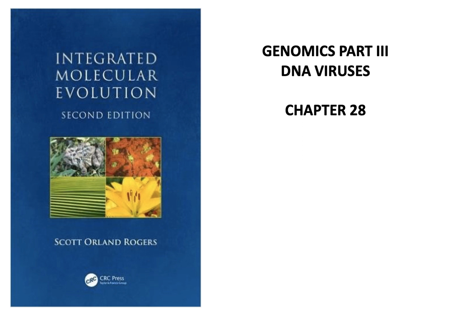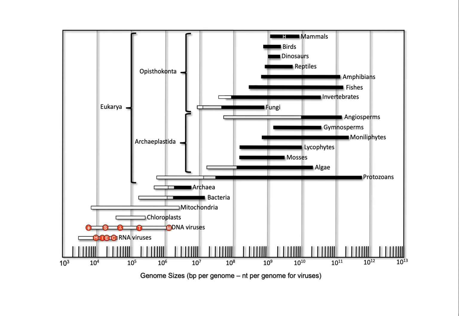Hi, this is part 3 of the genomics section, and I'll be talking in this section about DNA viruses. Most of the information can be found in chapter 28 of the Integrated Molecular Evolution, second edition. So here's the graph for DNA viruses, also RNA viruses below that.